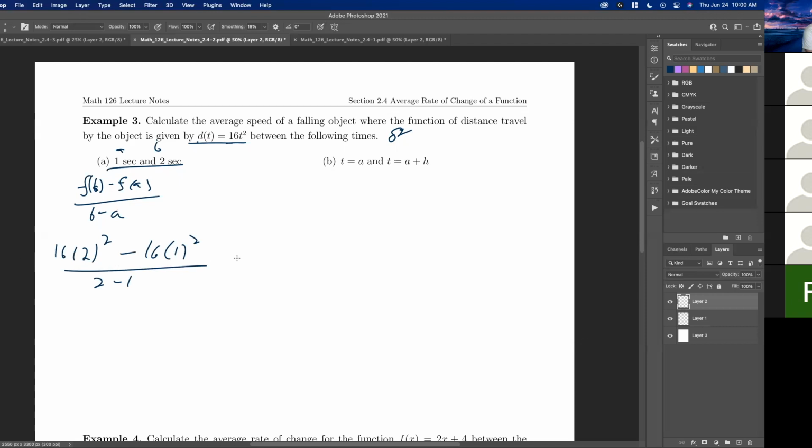And so this is why I write it here. I notice that this is in seconds and this is in feet. And so the average rate of change will be feet per second, right? The distance given in feet is given by this, so the average rate of change is how many feet per second. So this becomes 64 minus 16 over 1. This is still feet per second. Let me write what this is. The distance traveled by an object is, I'm going to write feet right there.